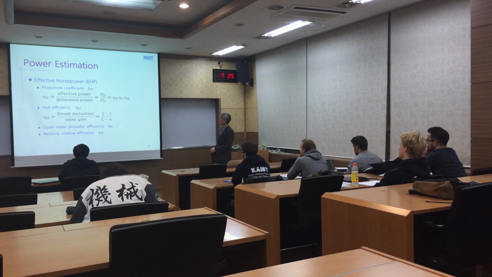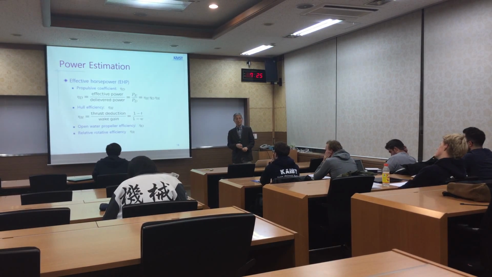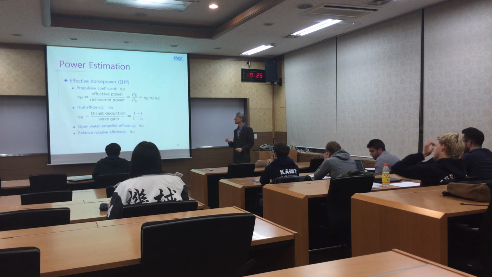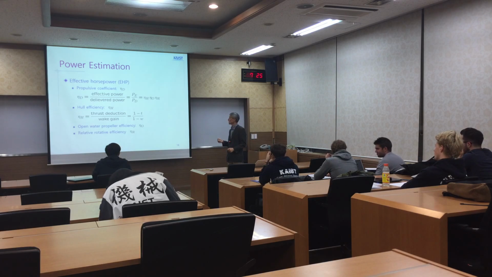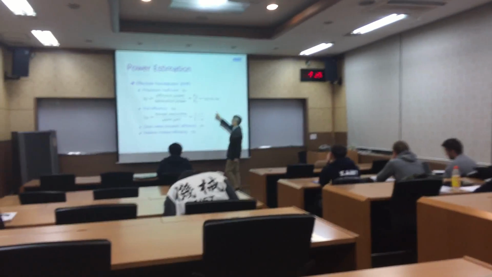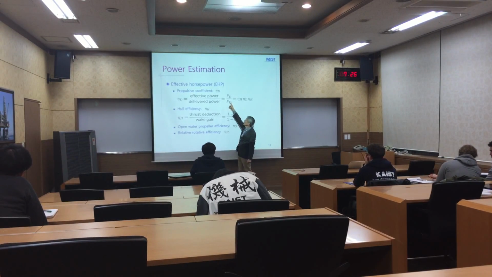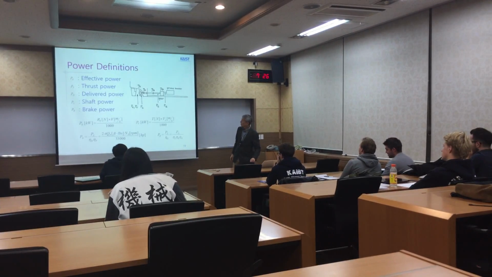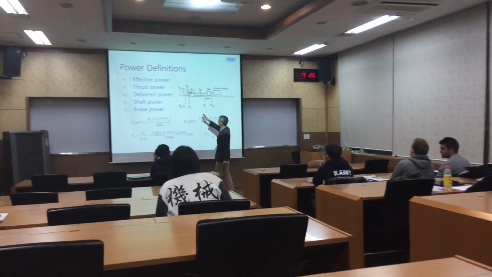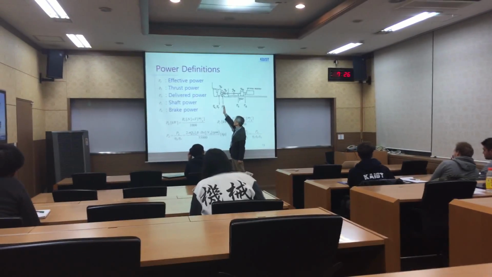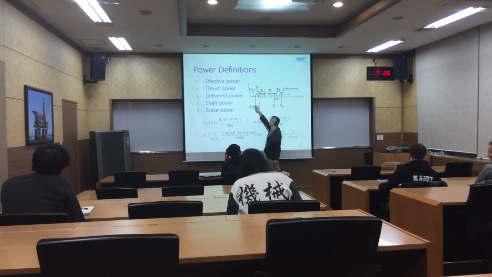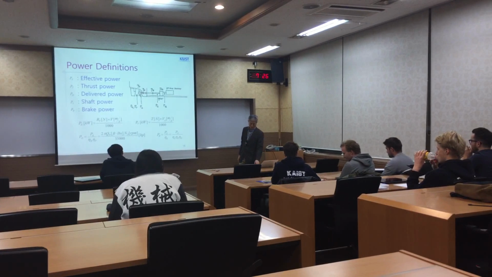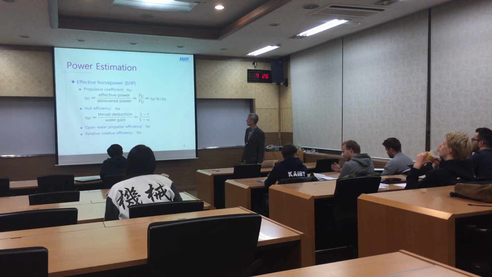So power estimation. Effective horsepower is coming from the towing tank, the towed force. And propulsion efficiency is the ratio between delivered horsepower and effective horsepower. So we'll see once again the picture. The delivered horsepower is in front of the propeller, then effective horsepower. So between them is the propeller, right? Propeller efficiency. So we call this propulsive efficiency.